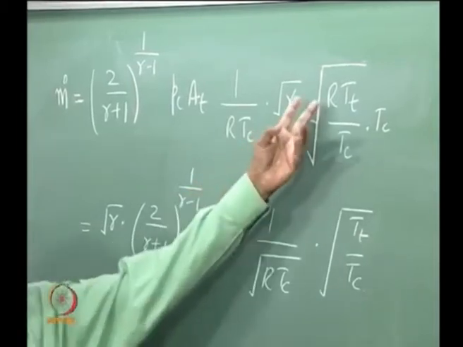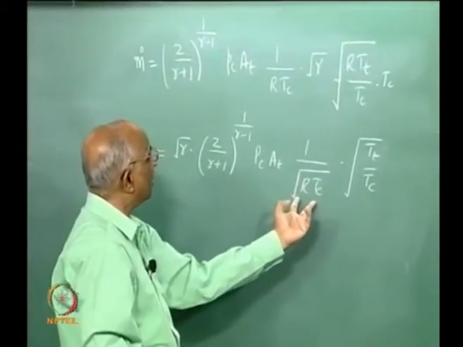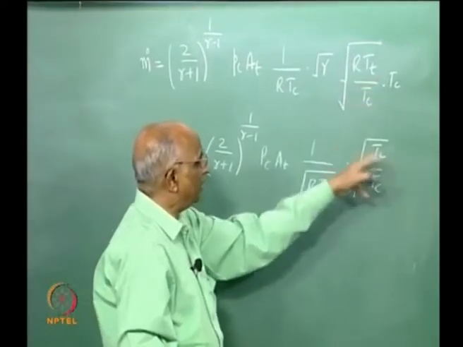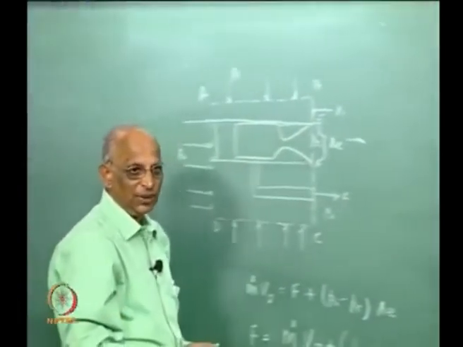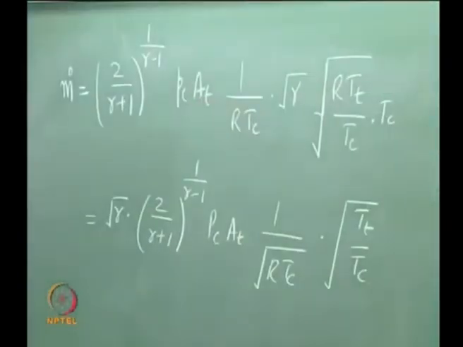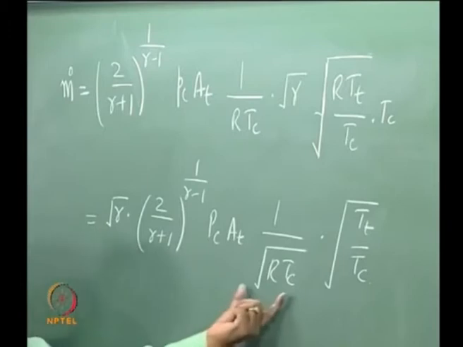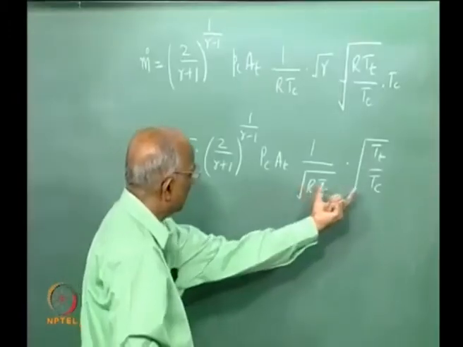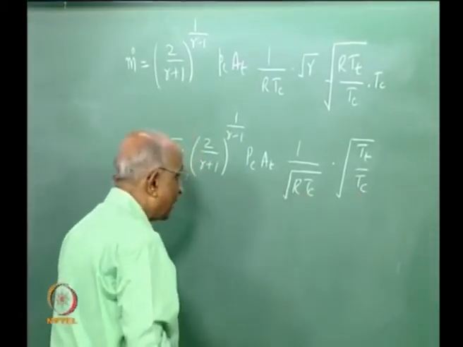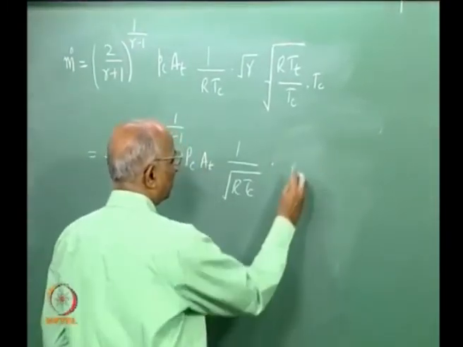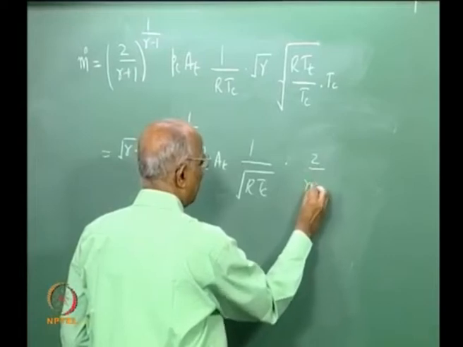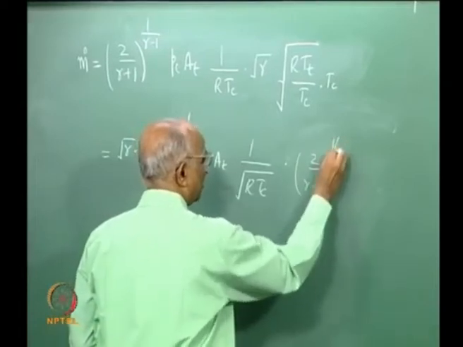I take RTC under root outside and this gives me under root RTC. I am left with TT by TC here and the remaining things are the same. Is it all right? If I were to simplify this term, I keep this term as it is. Now instead of TT by TC, I can write it as 2 over gamma plus 1 to the power half.